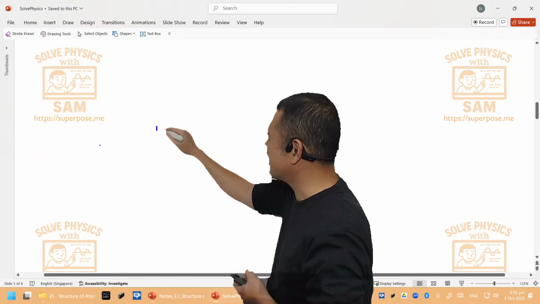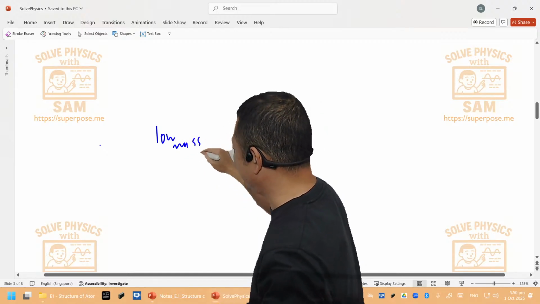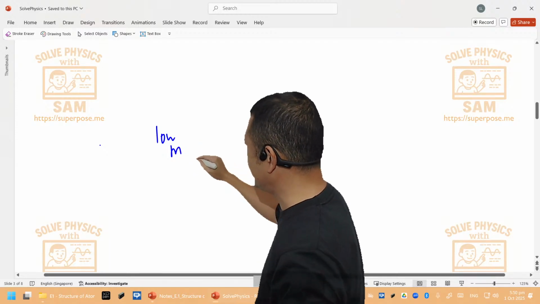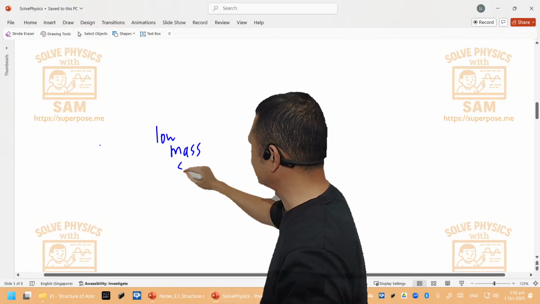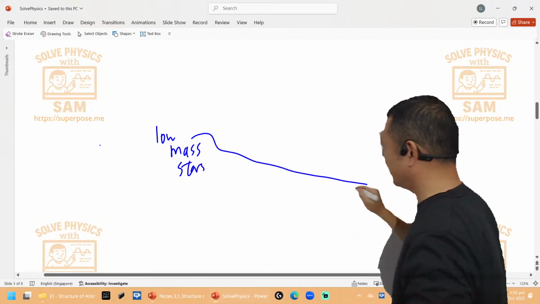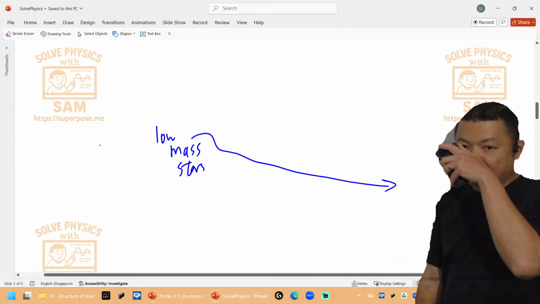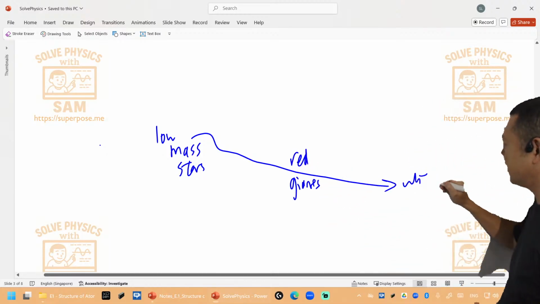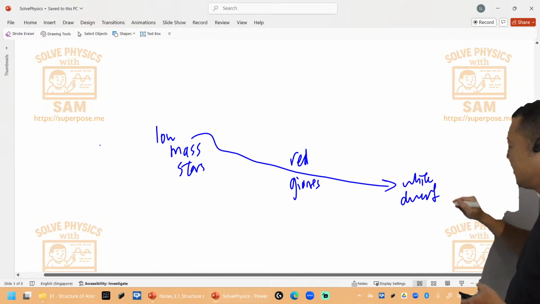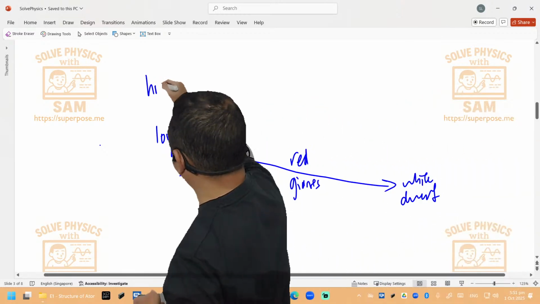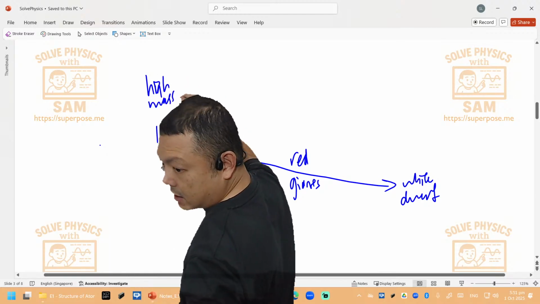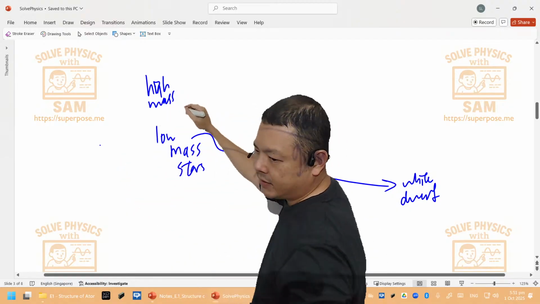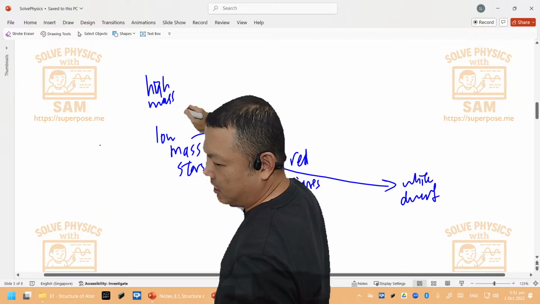Okay, low mass stars. I'm not gonna quote numbers because we can go through that later on, but for now, the general idea: low mass stars, what happens to them? Eventually, what do they become? Red giants, and then what do they become? White dwarfs, and that's it, end of life. Black dwarfs are just white dwarfs that emitted all their light. They've totally cooled down already.